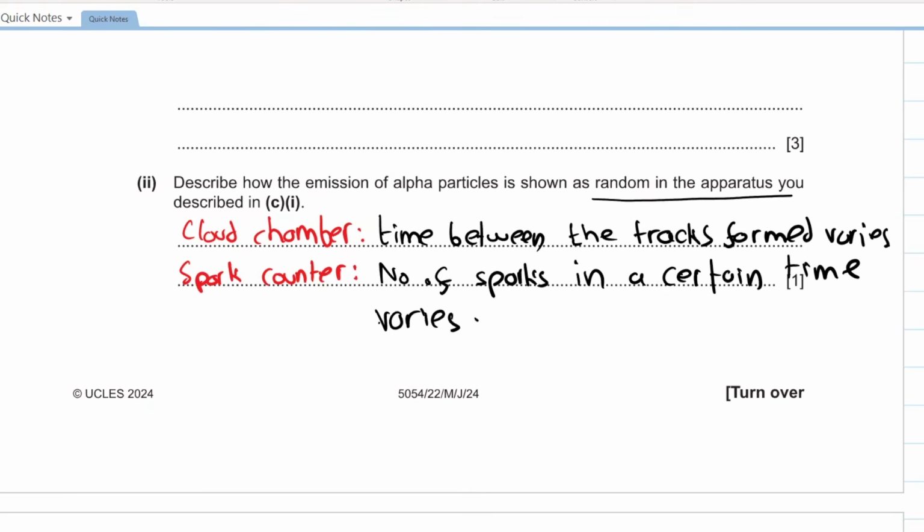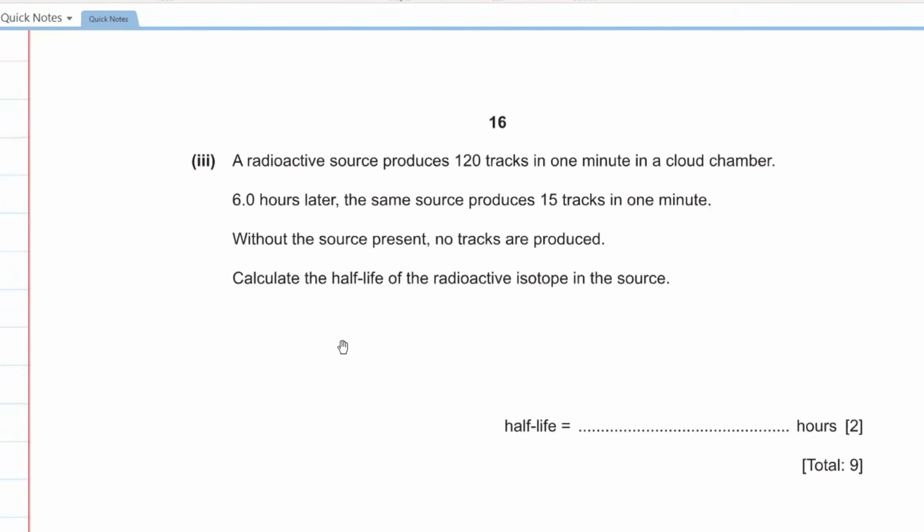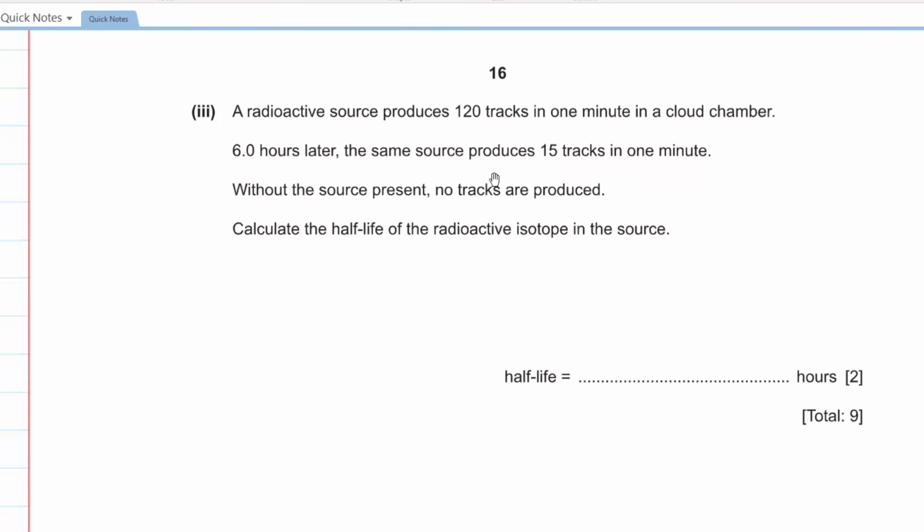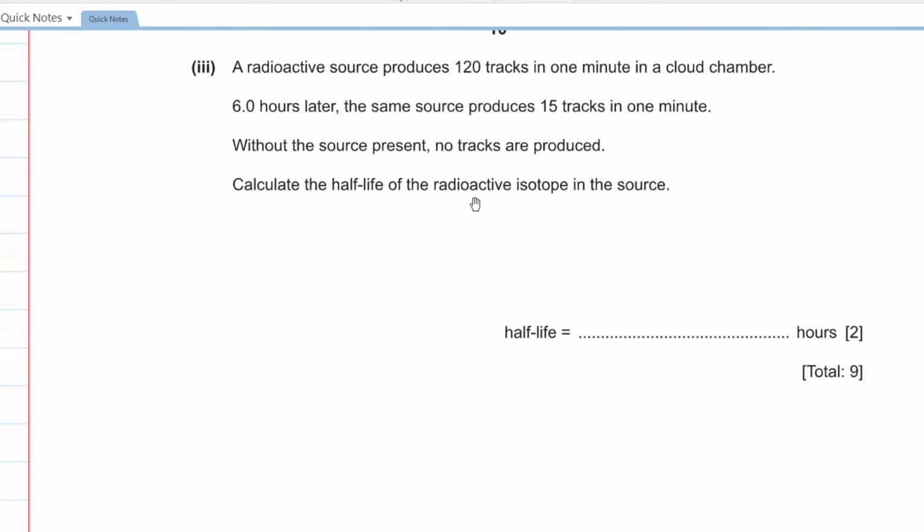Let's further move ahead. Now, let's see this. A radioactive source produces 120 tracks in 1 minute in a cloud chamber. 6 hours later, the same source produces 15 tracks in 1 minute. State without the source present, no tracks are produced. Perfect. Calculate the half life of the radioactive source.